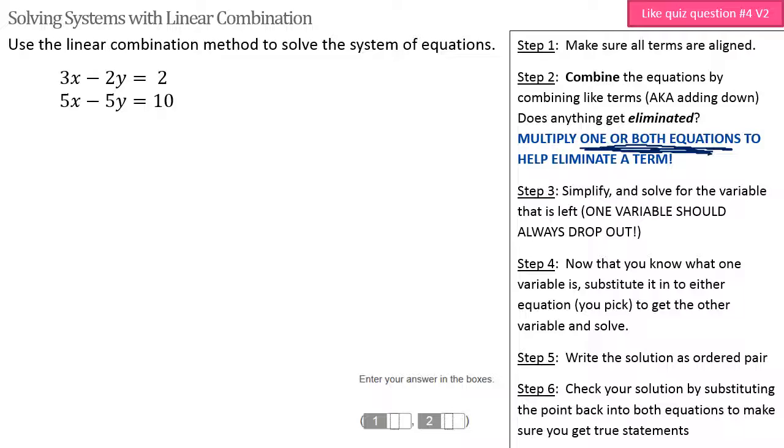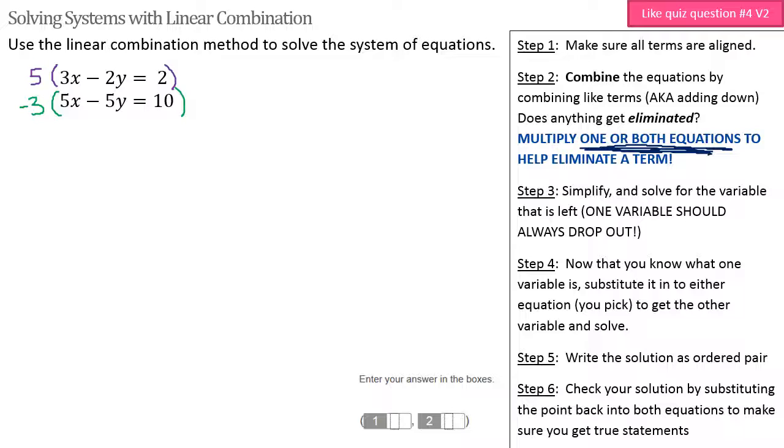When we think about the multiples of 3 and 5, the first number that both of those go into is 15. So that's what we need to make our x's. We want one of them to be positive 15 and one of them to be negative 15. So let's multiply the top one by positive 5, because that's going to give us a 15x, and multiply the bottom one by negative 3, because that'll give us negative 15x.